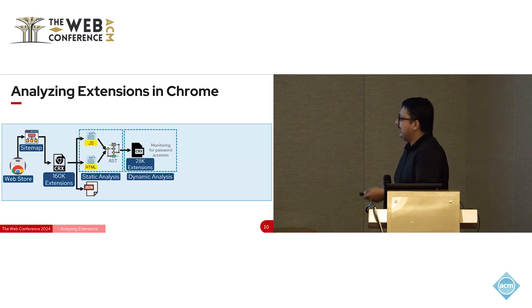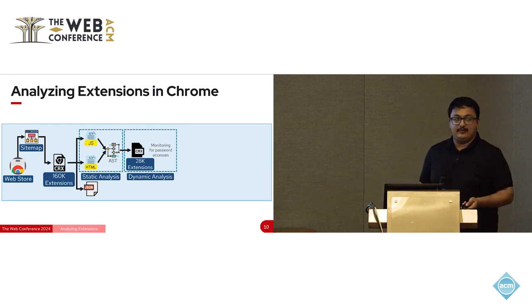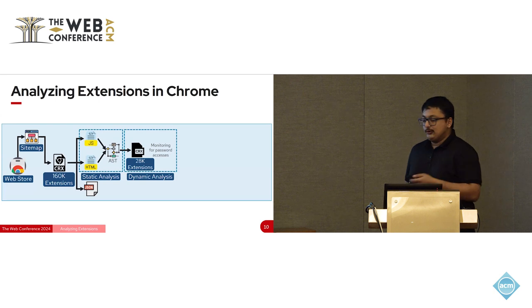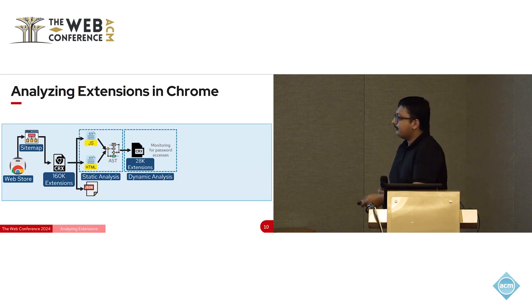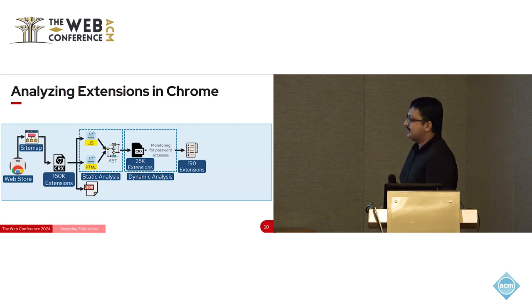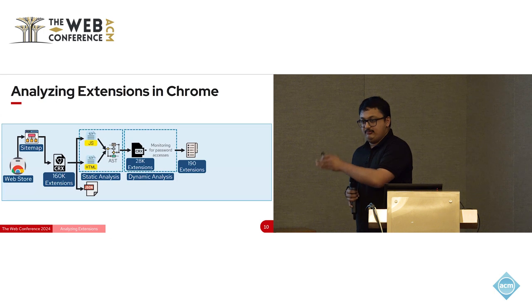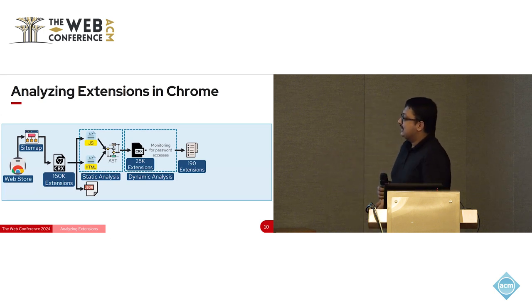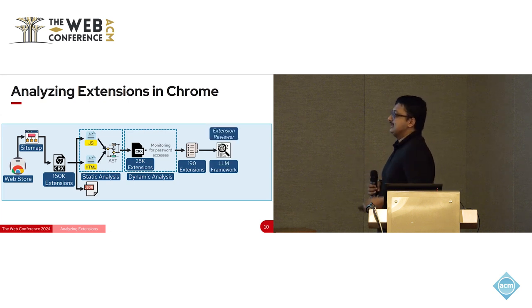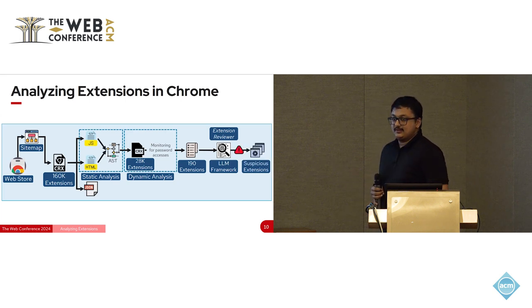What we looked for are extensions that would access the password variable, and then store that password value in a variable in their own source code. And we found around 190 extensions doing so. Now, to further understand if all these 190 extensions were malicious or not, we sent them to an LLM framework that we call Extension Reviewer, which would then flag suspicious extensions.